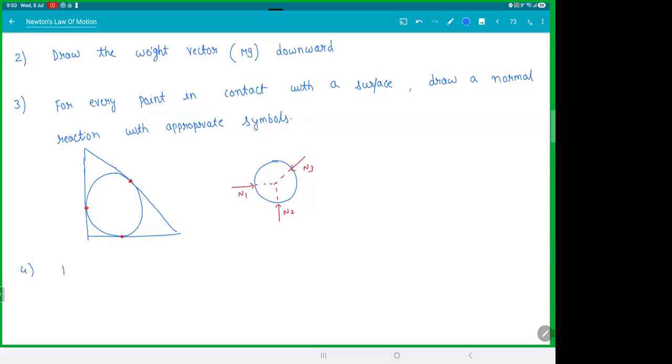For every string and spring, draw a spring force or a tension force. If there are 2 springs and 3 strings, then you put 2 spring forces and 3 tension forces. Or rods. Draw tension and spring forces.